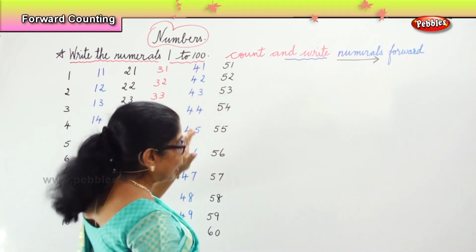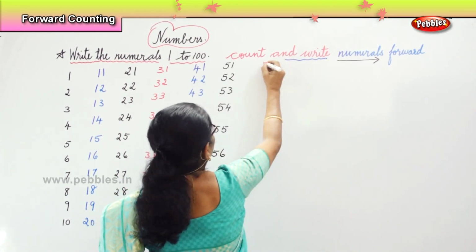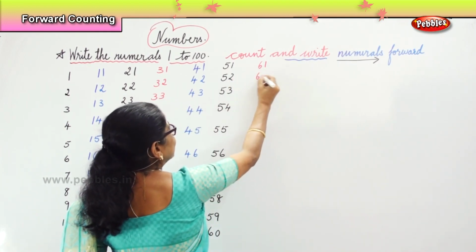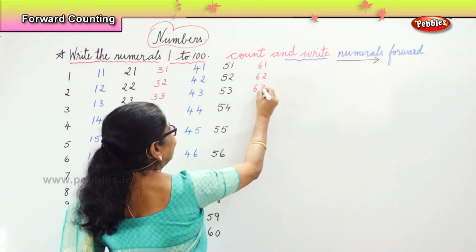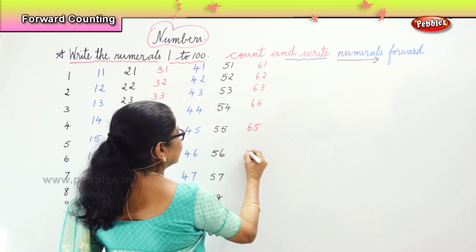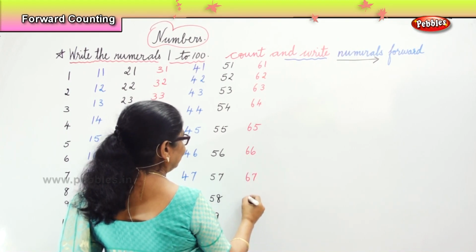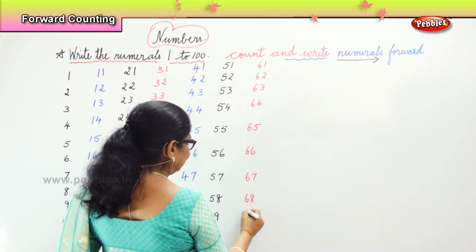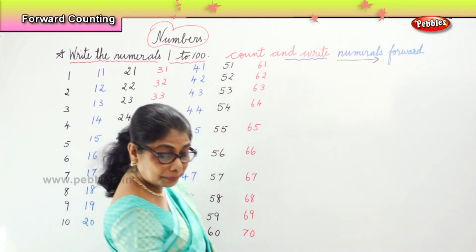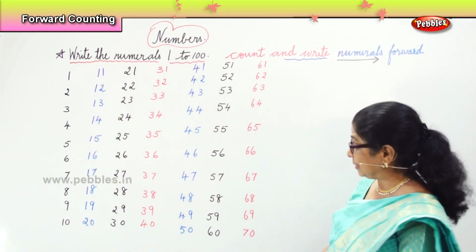Alright? Next, what will you write? 61. Yes. Next, we go on. Good. Next number. 62. 63. 64. 65. Good. 66. 67. 68. 69. 70. We counted and we wrote numbers forward 1 to 70.